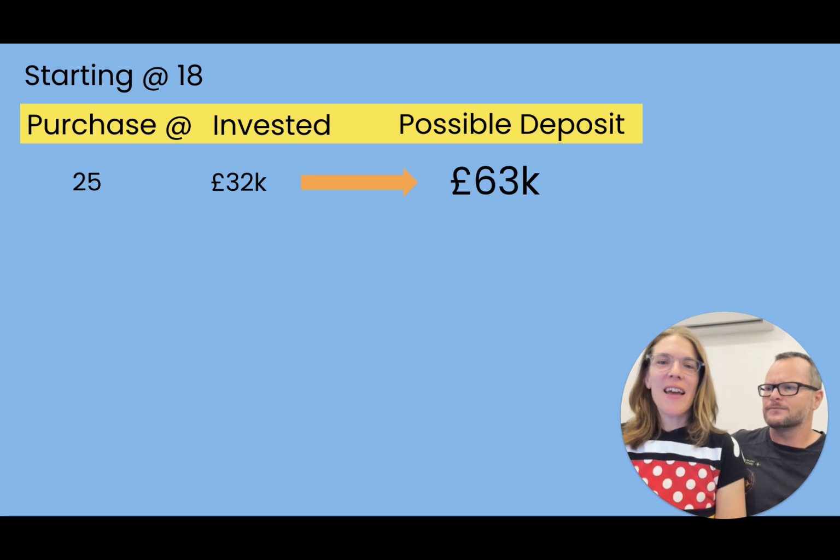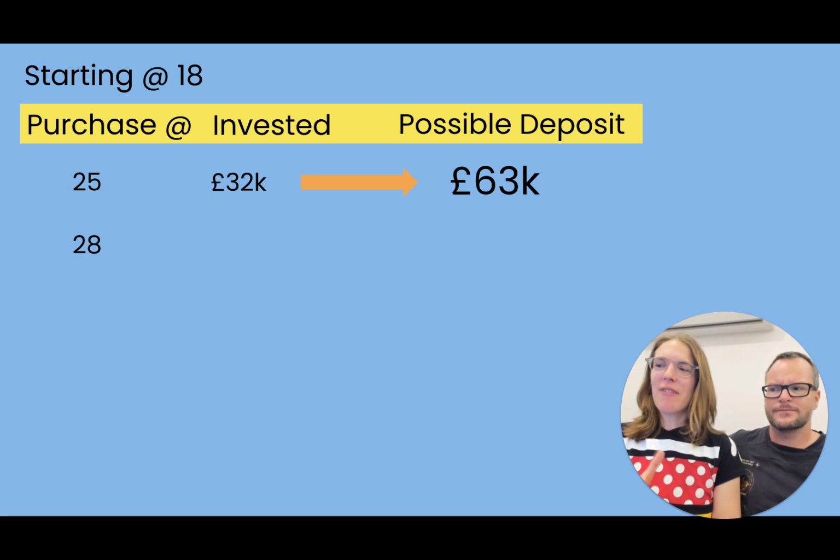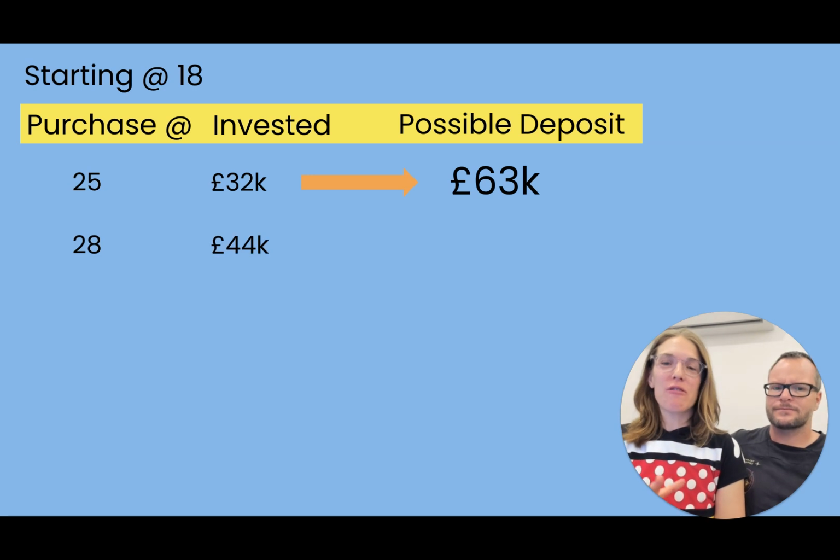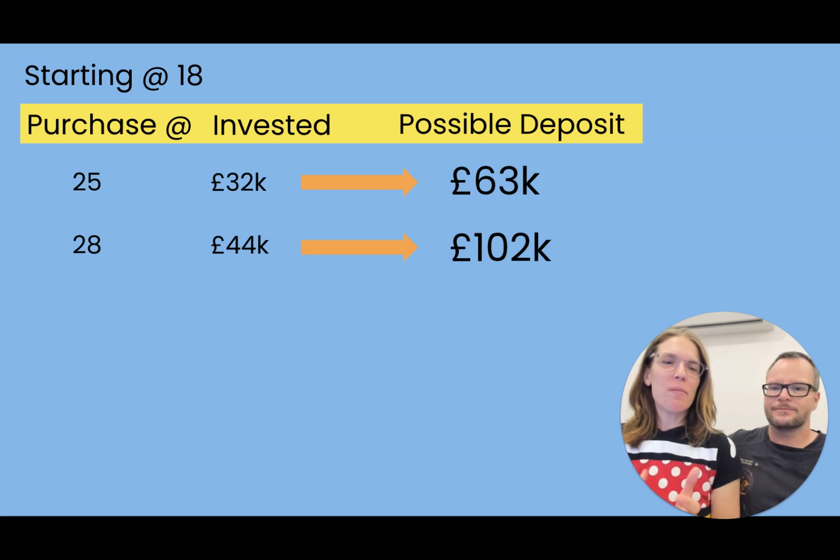That's pretty good. If you wait till you're 28 and have invested £44,000 overall, it could possibly grow to about £102,000. And this is based on average stock market returns historically.